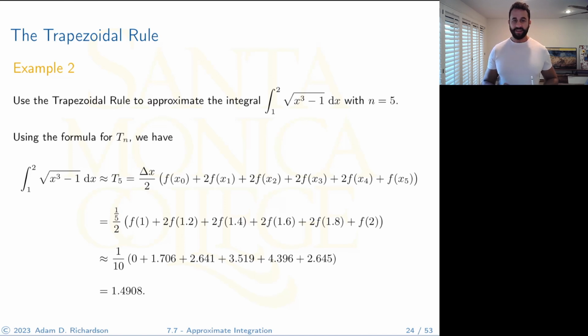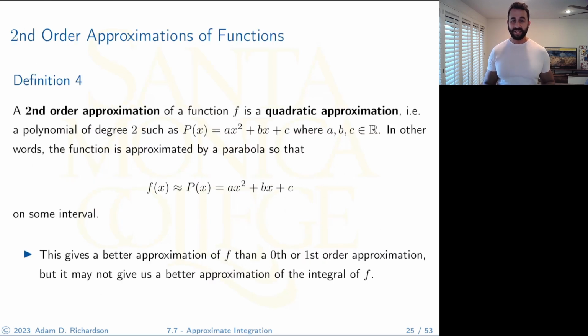All right. So now we're going to talk about second order approximations of functions. So we did 0th order, which are horizontal lines. We did first order, which are basically slanted lines, right? And now we can talk about second order. So second order approximations of a function are quadratic approximations of a function. In other words, you're going to use a polynomial of degree 2, something that looks like this, and you're going to approximate the function on that interval with that parabola. So that's what this says. Our function is about the same as this parabola on that interval.